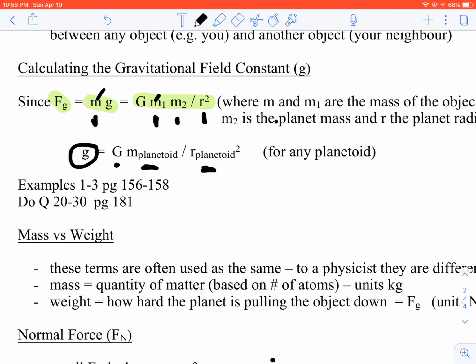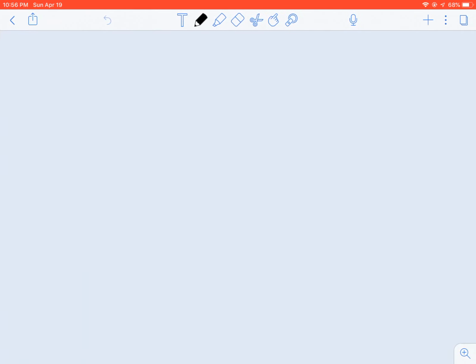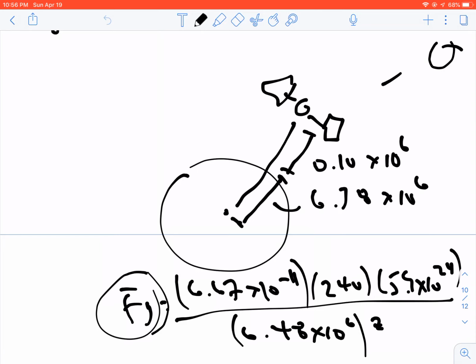Okay, so let me look at the examples here on page 156 to 158. If I look at example number 1, it's looking at the gravitational attraction between two people. Again, you can do this while you're sitting at home right now. So to calculate the gravitational acceleration, example 1, that's on page 156. Okay, it's telling me that the mass of person 1 is 300 kilograms, that's a sumo wrestler, and person 2 is a gymnast who has a mass of 40 kilograms. And the question is, what is the gravitational force of attraction between those two people?